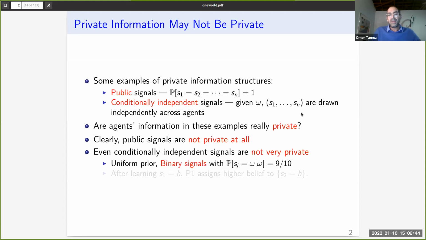So what do I mean by that? Imagine that I have a uniform prior over this binary state, and each agent is told the state, and what they're told is correct with probability 90%. So if agent one gets a high signal, now he has really high belief in the high state. So he's going to assign very high belief to the event that agent two got a high signal. So when I see my signal, that gives me a lot of information about your signal. In some sense, it's not really private information, in the sense that I know a lot about what you got, even if I don't know what it is exactly.